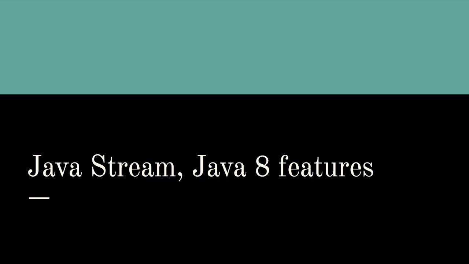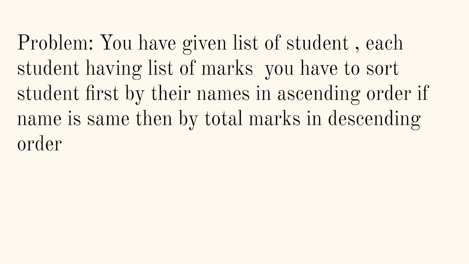हम जावा स्ट्रीम्स पे जावा 8 फीचर्स पे एक अच्छी प्रॉब्लम करने जा रहे हैं। सो प्रॉब्लम इज दिस: you have given the list of student, each student having the list of marks. You have to sort the student first by the name in the ascending order, and if the name is same, then by the total marks in the descending order. So this is the problem, and mostly sorting related problem.